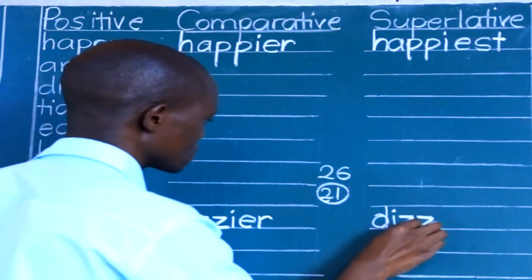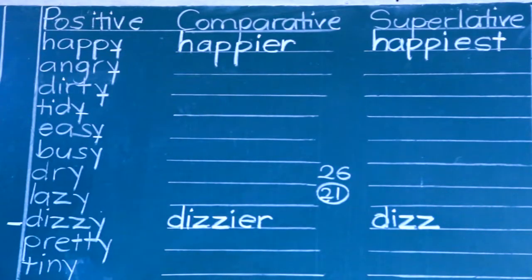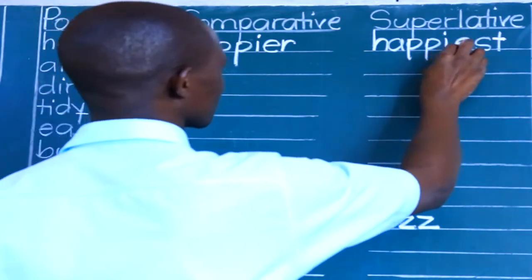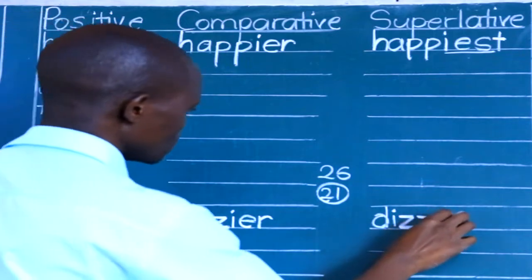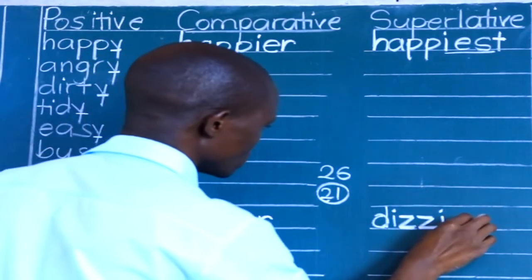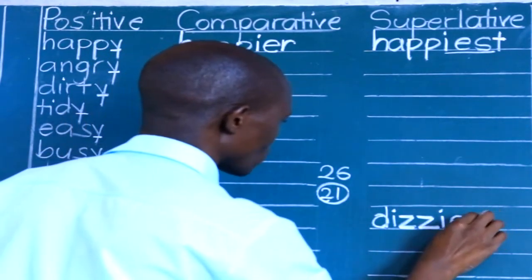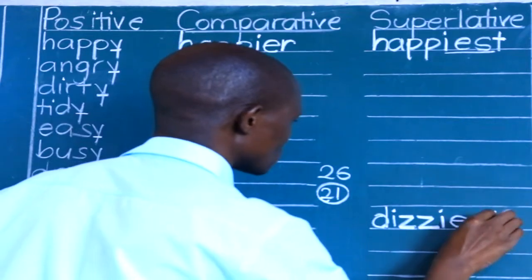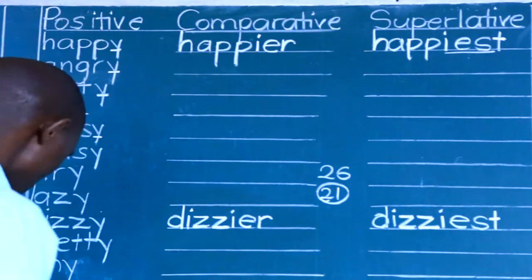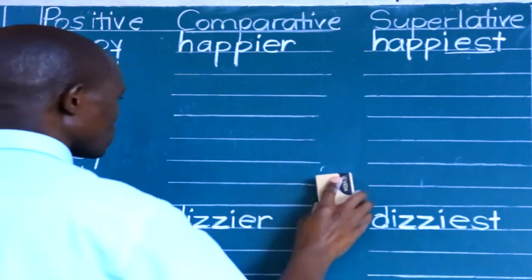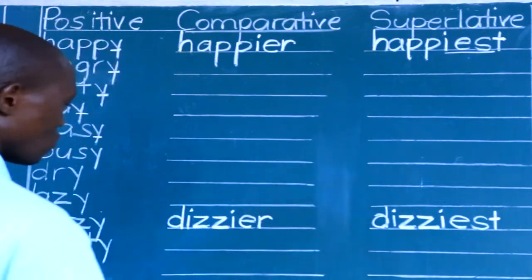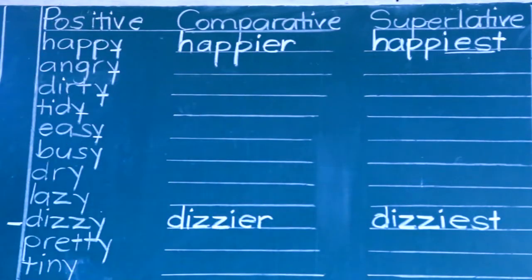D-I-double-Z. What did the teacher say in the rule? Replace the last Y with what we have done here. I, E, S, and T. Surely, if you follow this, everything is going to be very easy, and then you're going to successfully complete this list.